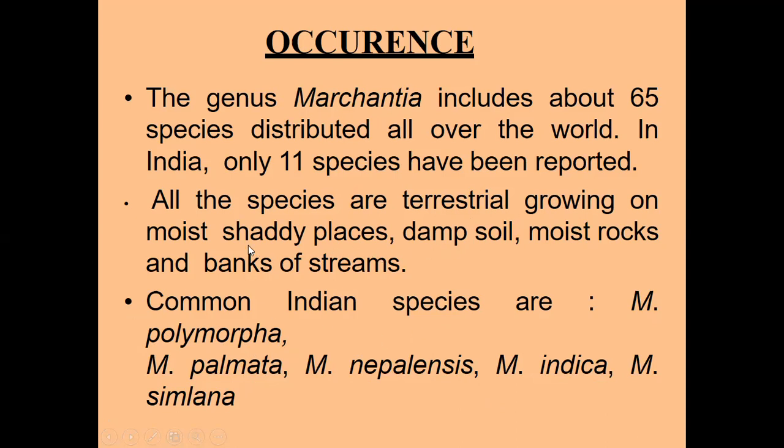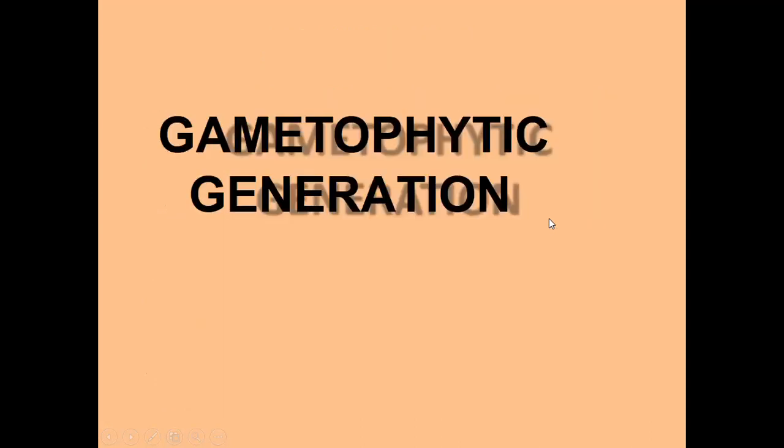Now, when we talk about where it is growing, it is a terrestrial bryophyte. Terrestrial means growing on the land surface, and that too in moist shady places, on damp soil or rocks, or on the banks of rivers. That is a general character of bryophytes. All the bryophytes always prefer to grow in moist conditions. Marchantia is a terrestrial one growing on the land surface.